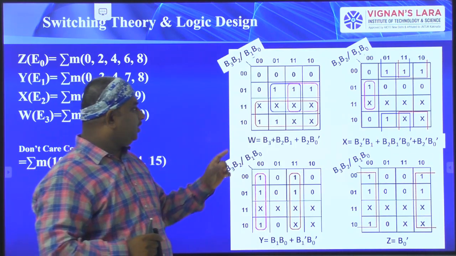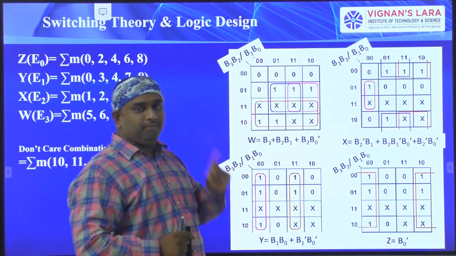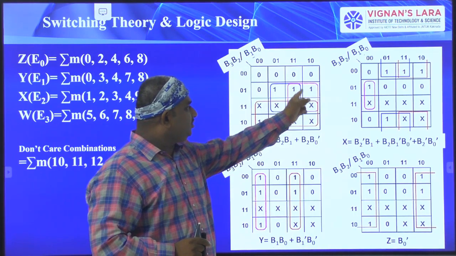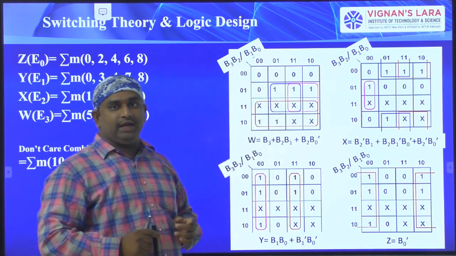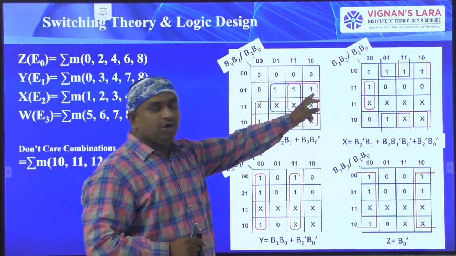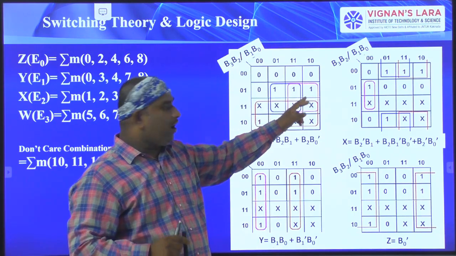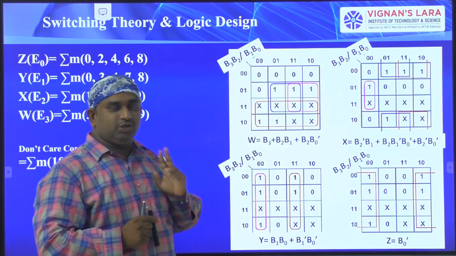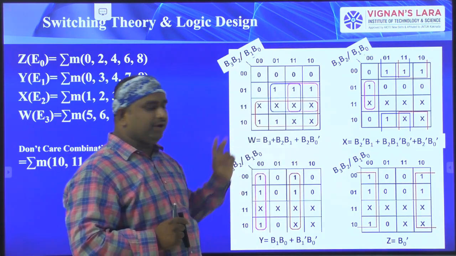Now we have to form the groups. These 8 elements we can make as a single group, and these 4 elements and these 4 elements we can make as a group. This pink color group is one quad, and this blue color group is another quad. These are the 2 quads. From these 2 quads we have written the function.